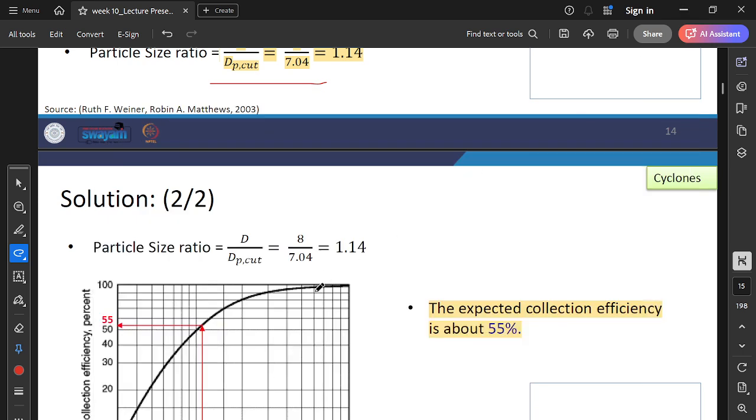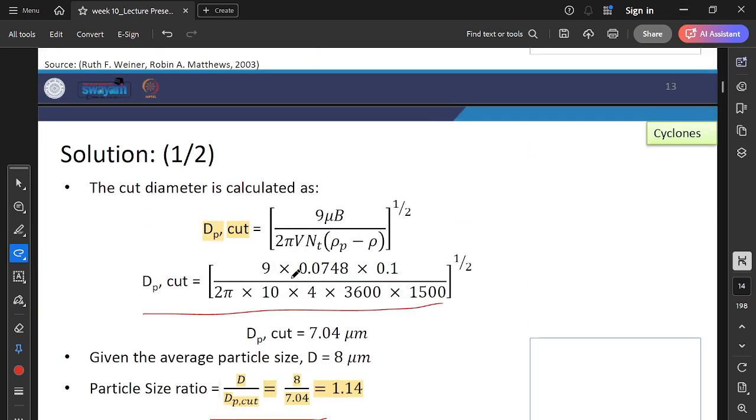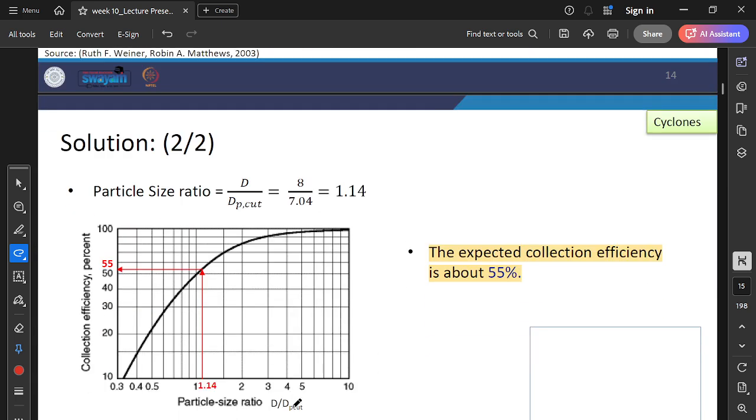Got it? So I am finding the cut diameter. We know the same formula. Cut diameter is 7.04 micrometer. They have given the diameter as an 8 micrometer particle. For the 7 micrometer particle, that is the cut diameter of 50%. The ratio is 1.14. So go with this graph.